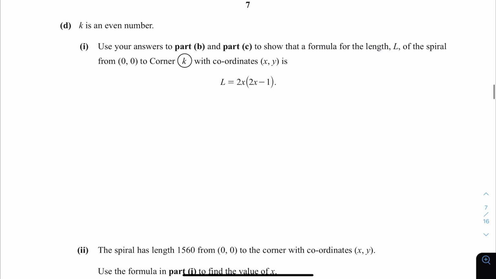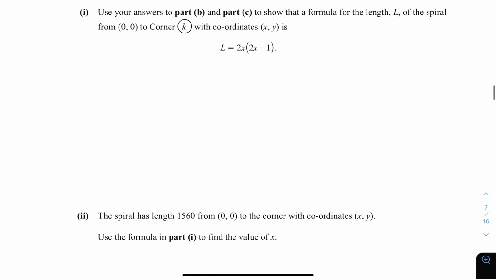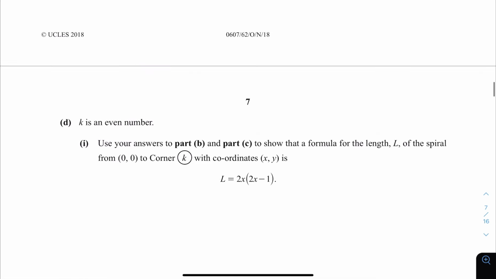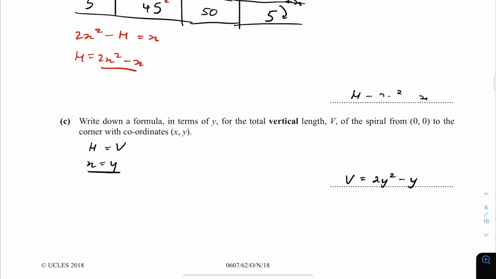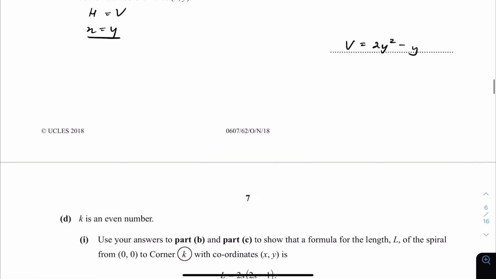Now, if we go to the next part, it says use your answers to part B and part C to show that a formula for the length L of the spiral from 0, 0 to corner K with coordinates x, y is L is equal to 2x times 2x minus 1. So what we can actually do is we are given the horizontal length, and we are also given the vertical length. If we add the two up, we get the total length.